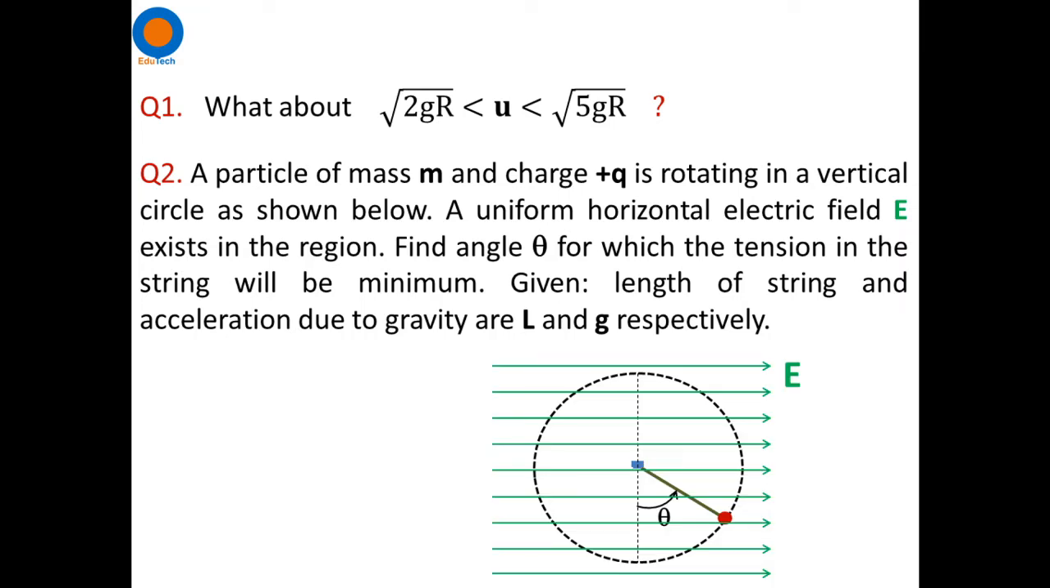Getting it? The only difference between this question and what we have discussed so far is, here it is given that it is undergoing a vertical circular motion. Therefore, you need not think about initial velocity conditions. The extra thing added here is a horizontal electric field acting here. You have to find the minimum tension in the complete circle. Getting it? Means what is that angle theta for which the tension in the string will be minimum. Try to solve it.